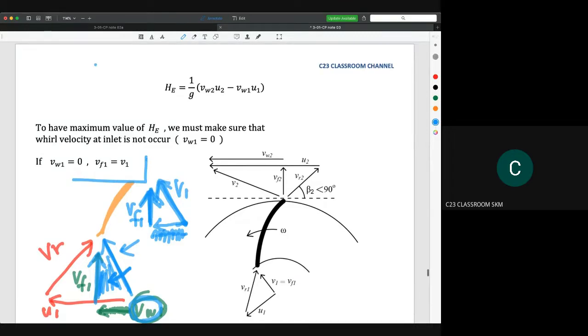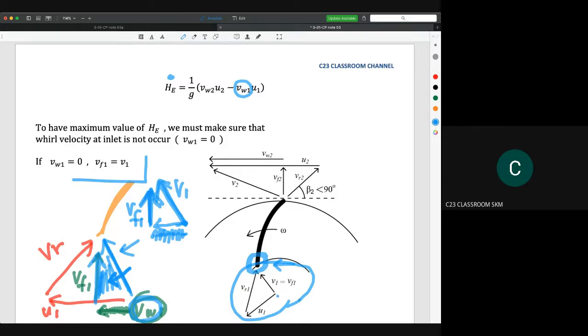So please remember why we always want V1 equal to 0: because we want to optimize the value of the Euler head. So how do we get V1 equal to 0? By having a good dimension, a good design of the inlet blade. Normally this is achievable by engineers. That's why in many centrifugal pump problems, we use the inlet velocity triangle like this one, where we assume V1 is equal to 0.